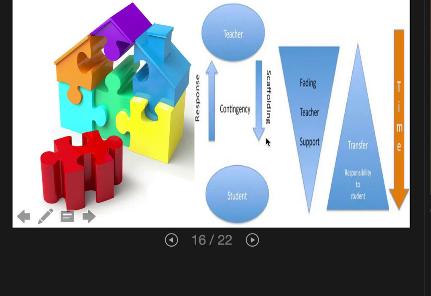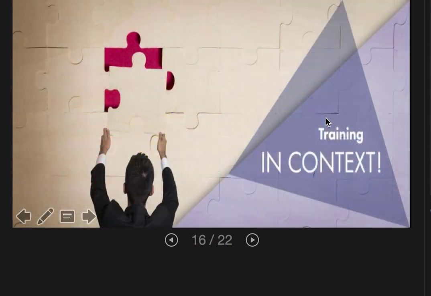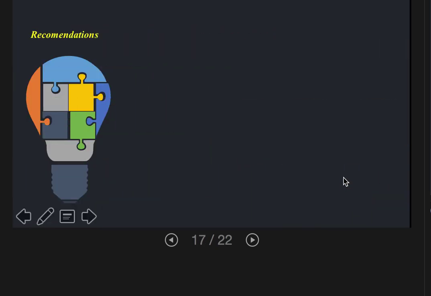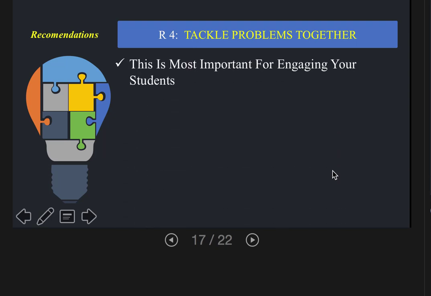Answer. So this is how time goes. Feeding teacher support and the teacher responsible to the students. Training in context. It is important to do this kind of training. This is the most important for engaging your students.